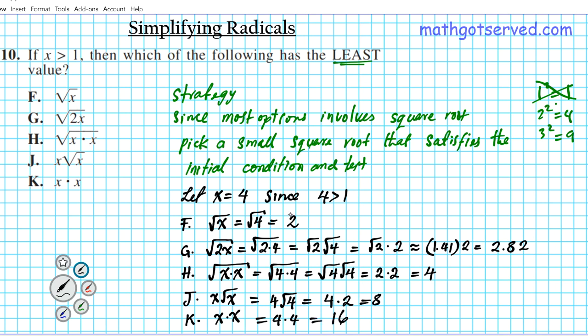Now, since we used a concrete test value here, we can easily compare the results to see which is the least. The smallest out of all of them is option F. The square root of x is the smallest.